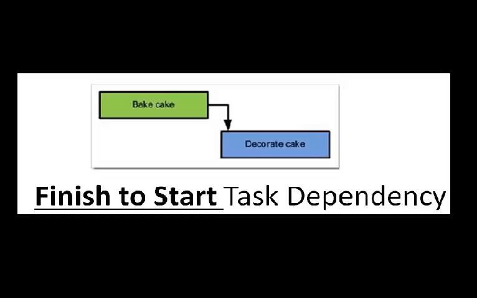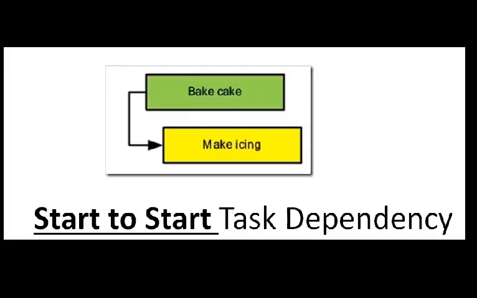Within a project, not everything starts on the same day. Tasks have a dependency relationship. One of those dependency relationships is a finish to start relationship. For example, you really can't decorate the cake until you actually bake the cake. So the baking the cake must finish before you can start the decoration of the cake.